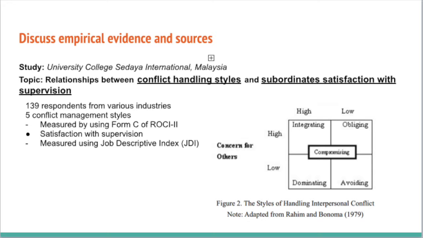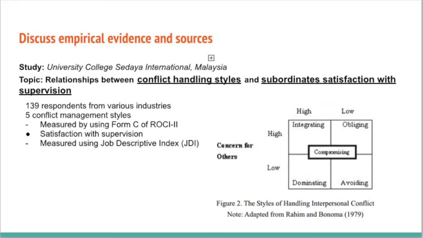Conflict management styles were measured by using the form C of RAHIM's ROCI-II, which contains 28 items using a 5-point Likert scale to assess subordinates' perceptions on supervisors' style of handling conflict. The ROCI-II was designed to measure 5 dimensions or styles of resolving conflict: 7 items for measuring integrating style, 6 items each for measuring obliging style and avoiding style, 4 items for measuring compromising style, and 5 items for measuring dominating style. Satisfaction with supervision was measured using the updated version of the Job Descriptive Index, also known as the JDI.